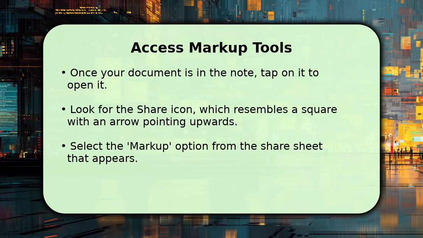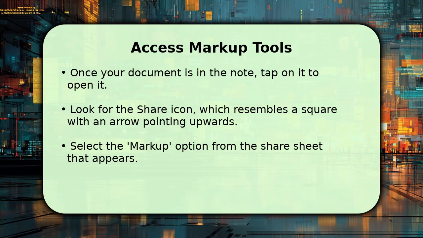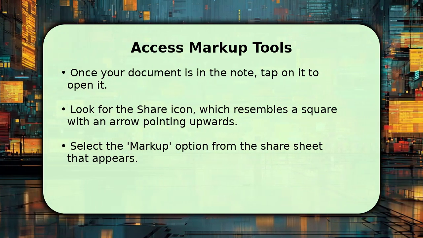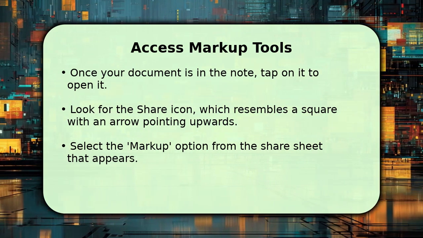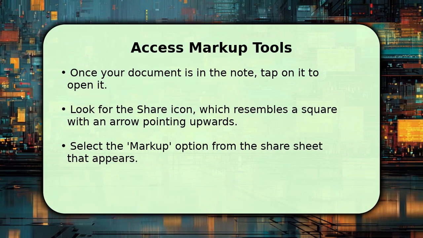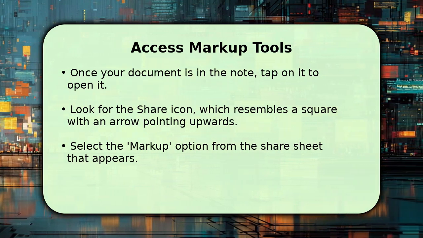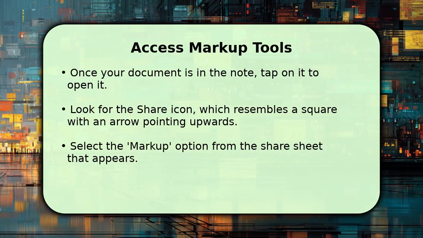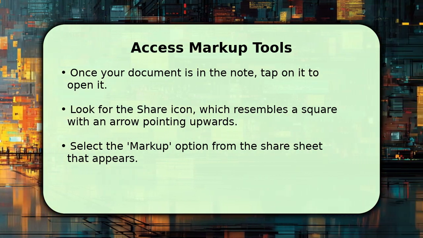At the top right corner of your screen, you will notice the distinctive share icon, which is shaped like a square with an arrow pointing upwards. Tapping this icon will bring up a share sheet, displaying various actions you can perform with your document. From this list, carefully select the markup option. This choice is crucial, as it activates all the necessary drawing and signature tools needed to professionally sign your document within the Notes application, preparing it for the next step.